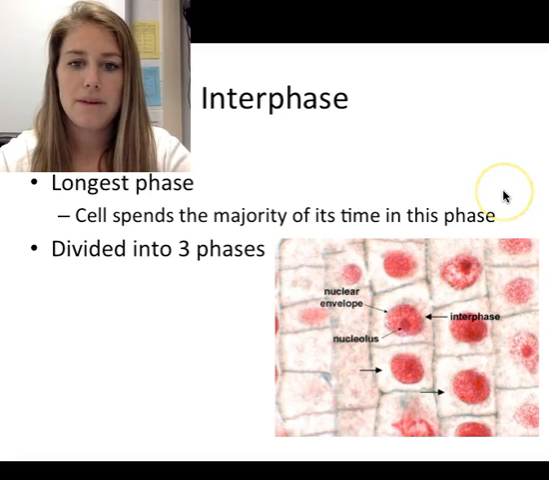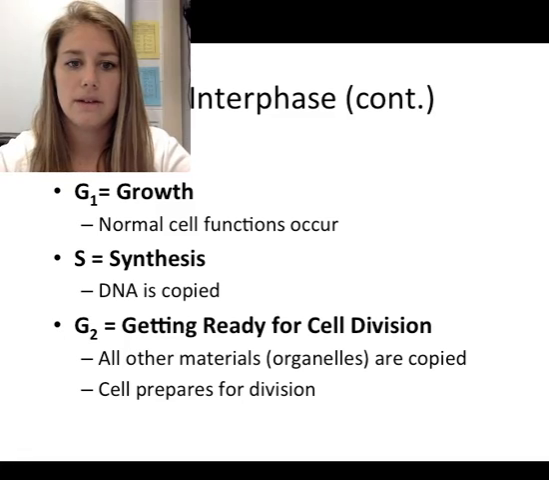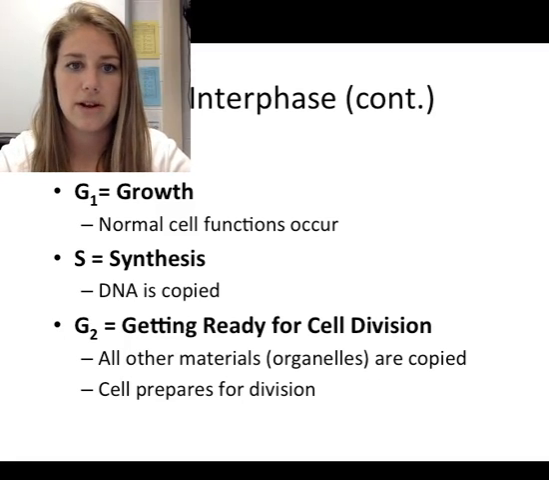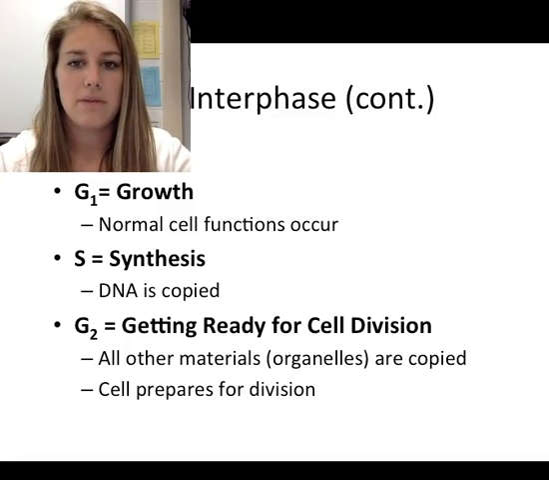Okay? What happens in interphase is the cell is going to grow, and that's going to happen in G1 phase, the growth phase. That's going to be the normal functions for the cell that are occurring. So if it is a muscle cell, it's going to be performing a lot of cellular respiration in order to produce energy for those muscles. If it's a neuron cell, it's going to be sending chemical impulses to and from the brain.